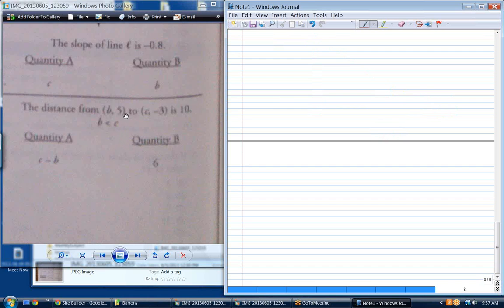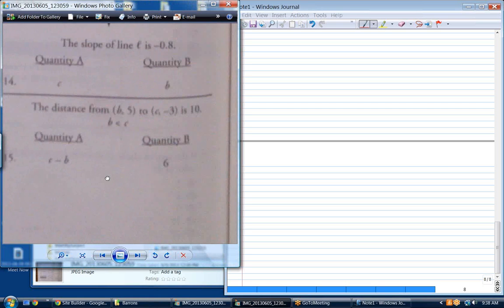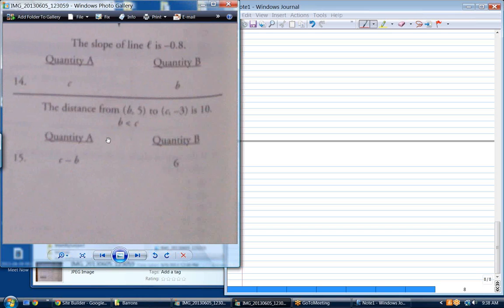Okay, if the distance from B comma 5 to C comma minus 3 is 10, and we know that B is less than C, then which is bigger, C minus B or 6? This is the last one in this section.